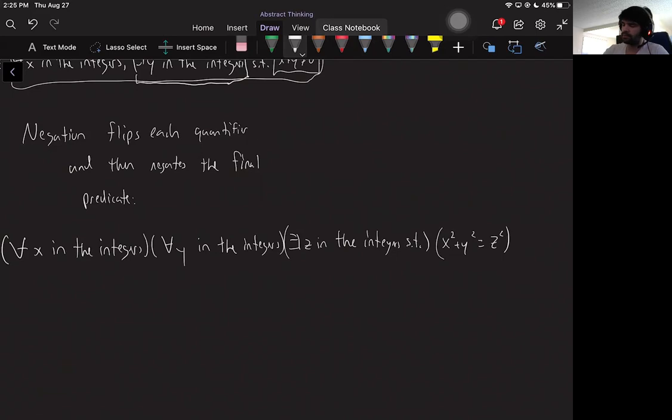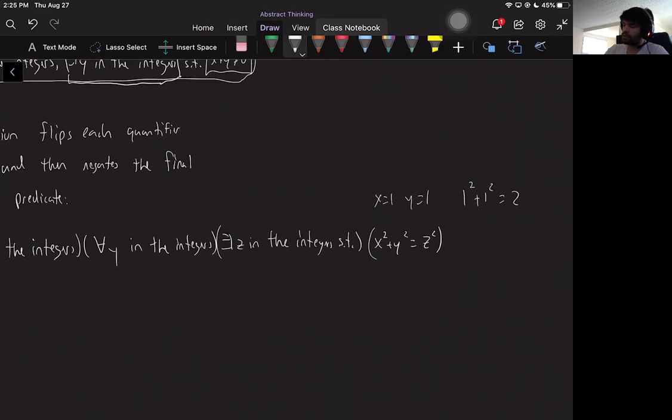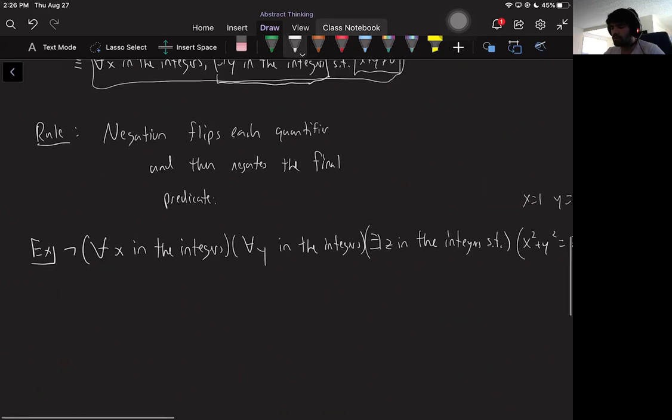So for example, if x is 1 and y is 1, there does not exist a z satisfying this because the left side is just 2. There's no integer which when you square it gives 2. The actual answer would be square root of 2, which is not an integer. So I know this is false already, so the negation must be true.